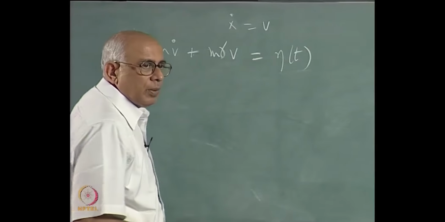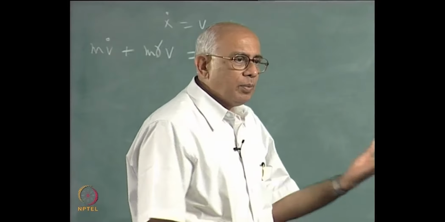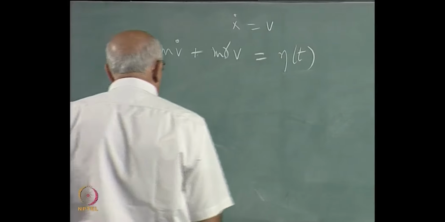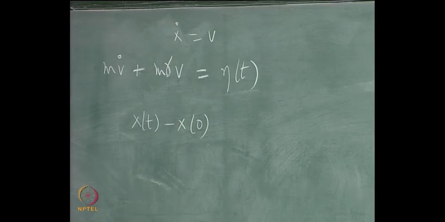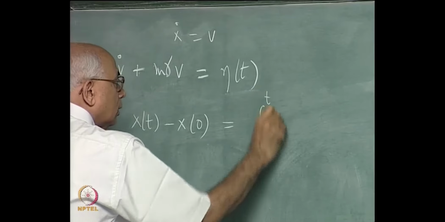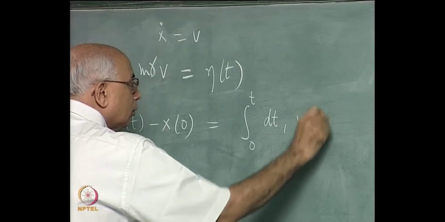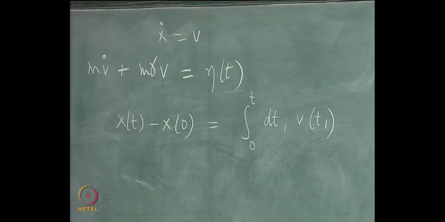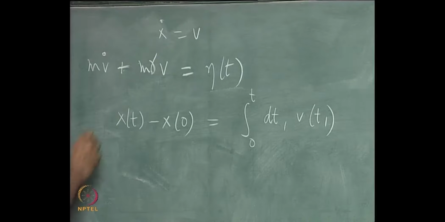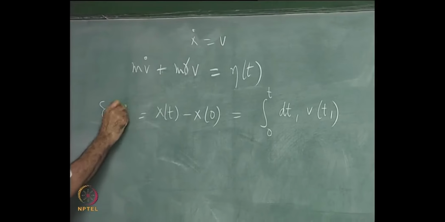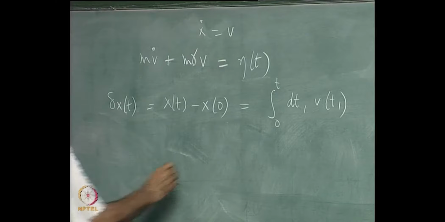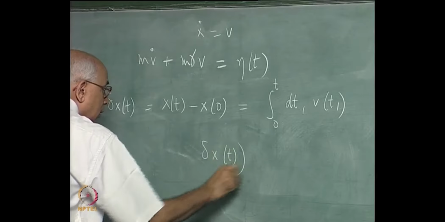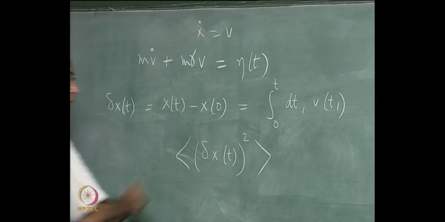So we could start with the particle moving from the origin at t equal to 0 or at any point x naught, and then let us find out what it does. So I know that x of t minus x of 0 is equal to an integral from 0 to t dt1 v of t1. This is a definition of the displacement, and let us call this delta x of t. Now I would like to find out what is the mean square displacement? So all I have to do is to take the square of this and take the average in equilibrium.